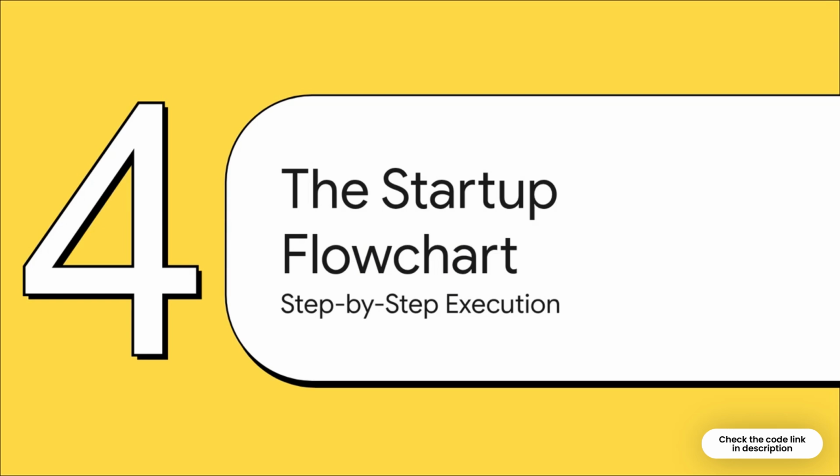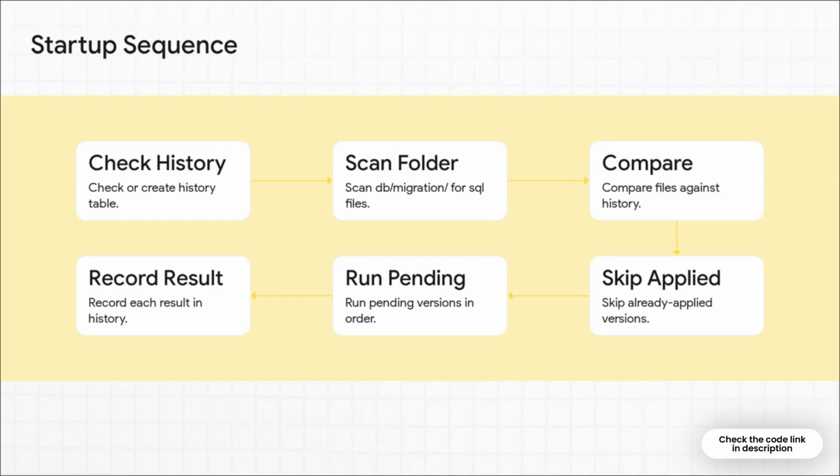Section 4. The startup flowchart, step-by-step execution. Because it has that history table, Flyway can perform this highly orchestrated dance every single time you boot your app. The moment your application starts, here's exactly what happens behind the scenes. Step 1. Flyway checks if the flyway_schema_history table exists, and if not, it just creates it. Step 2.